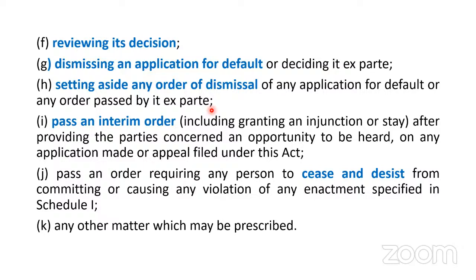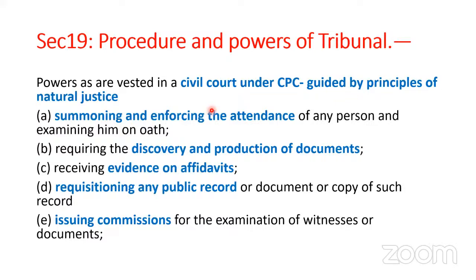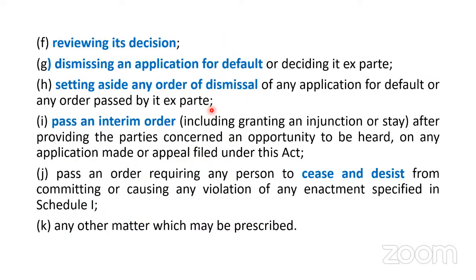Okay. Next, pass any order requiring any person to cease and desist. Next, any other matter which may be prescribed. So once again, let's see the powers given to the tribunal: summoning and enforcing attendance of any person, discovery and production of document, evidence on affidavits, requisitioning any public record, issuing commissions, reviewing its decision, dismissing an application for default, setting aside any order of dismissal, pass an interim order, pass an order requiring any person to cease and desist from committing or causing any violation, any other matter which may be prescribed. So these are all the powers.